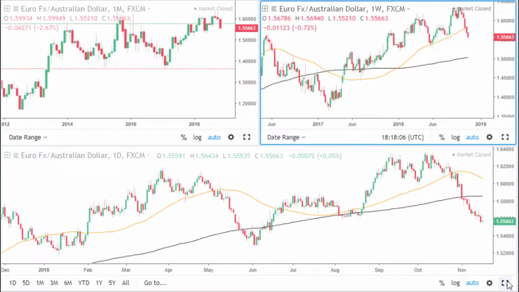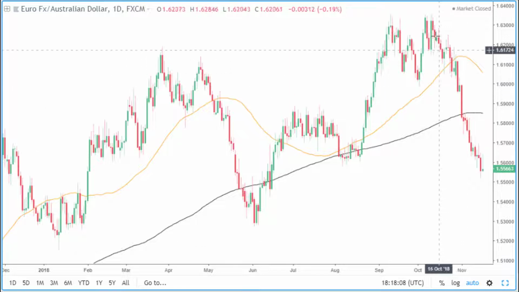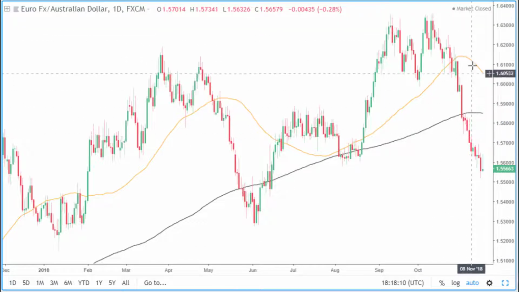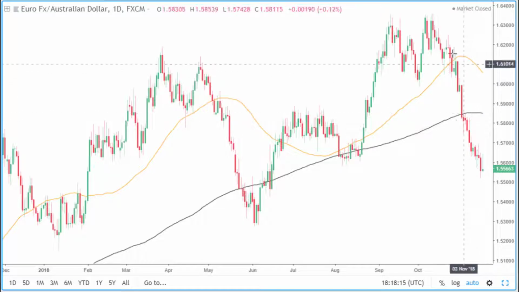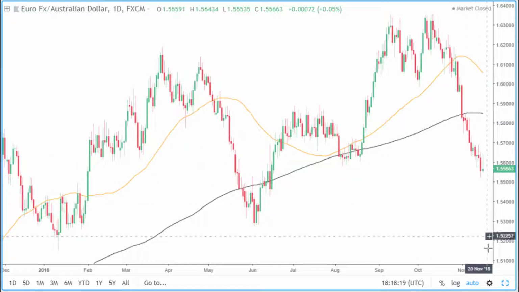Going down to the daily time frame, again same picture, looking bearish here on the daily. Price is also below the 50 and 200 simple moving average. So overall we are looking bearish on all time frames, so we just want to look for shorting opportunities only at this time.